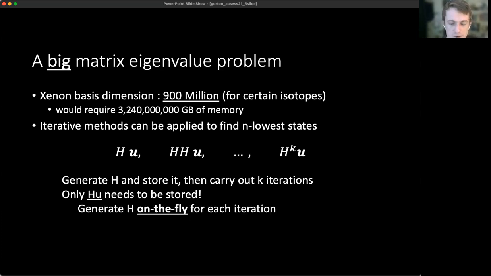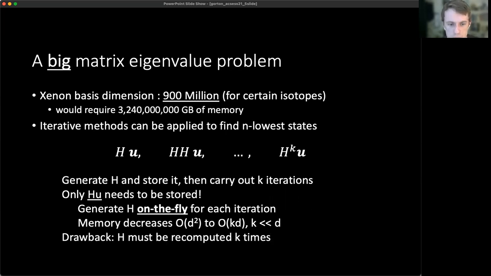So by taking advantage of this fact, I was able to adapt my code and only calculate the matrix elements of H as they're needed on the fly for each of these iterations. By doing this, I was able to significantly decrease the memory usage of my code. Basically, I went from memory order dimension squared to memory order a constant times the dimension, where K is the number of iterations, which is usually much, much smaller than the dimension.